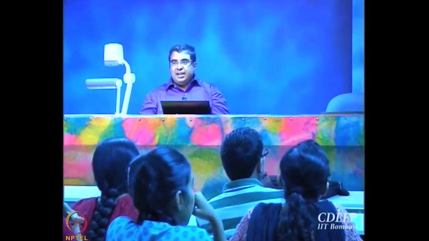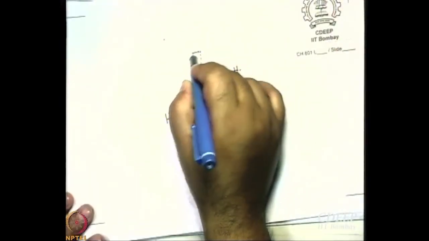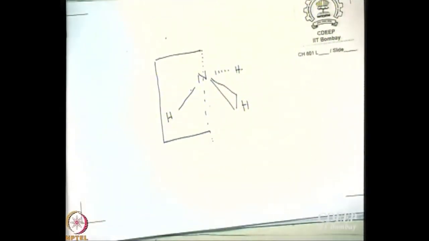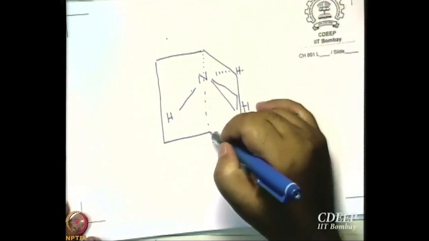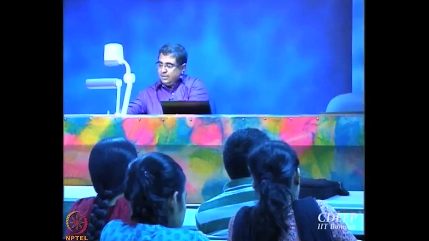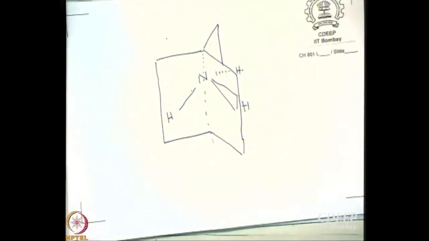What are the other elements of symmetry here? Sigma v, where is sigma v? Yes, a plane containing the NH bond and the vertical axis, of course. So, I can draw it like this. This is one plane. This is another plane. I hope you get the orientation. It is along that bond that was pointing towards you. And this is a third plane, right? Like three blades of a fan.